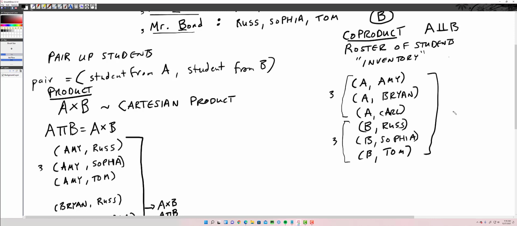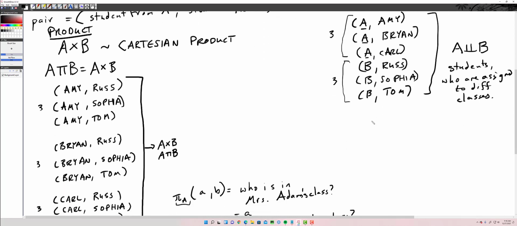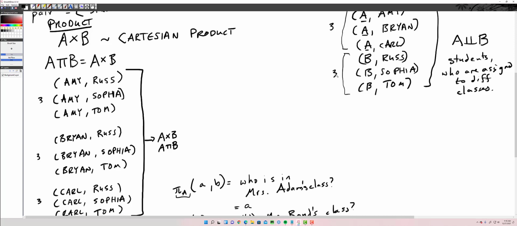Together this is A upside down pi B. This is the coproduct of A and B. And they're all students who are assigned to different classes. And we're keeping the information of which class they come from so that we can make this deeper abstraction and stop calling them different classes and start calling them students. Okay? And that's really the idea here. We're increasing our abstraction.